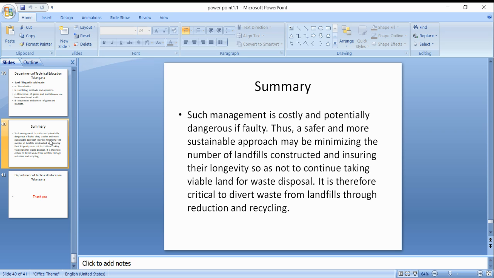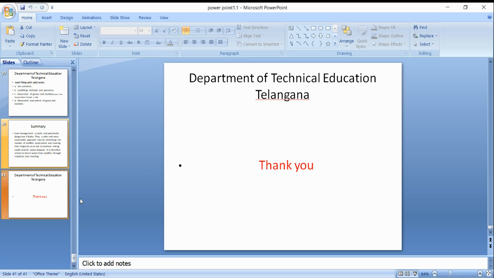Regarding the number of landfills constructed and ensuring their longevity, we have to continue taking viable land for waste disposal. Taking land for disposal is also costly. So it is critical to divert waste from landfills through reduction. We reduce the cost of taking land by reducing and recycling the waste. So this is about this topic. Thank you.